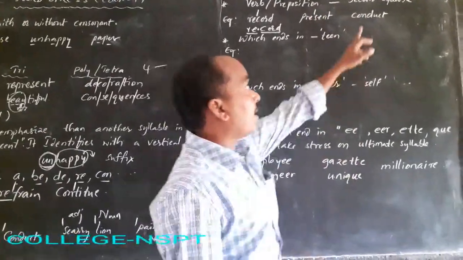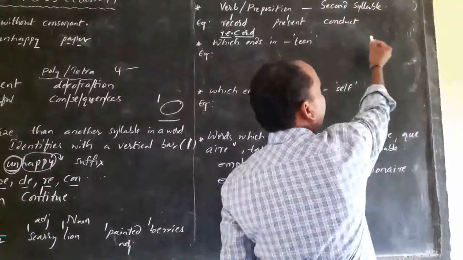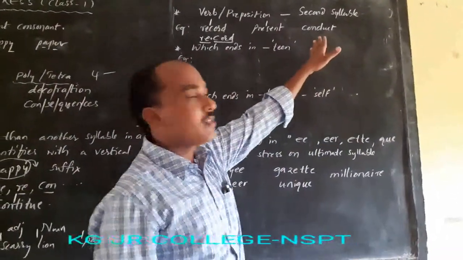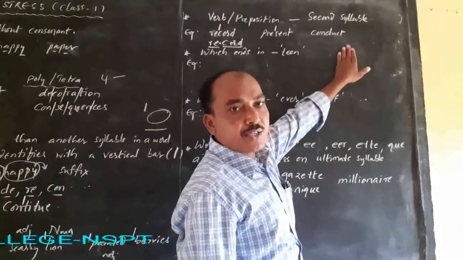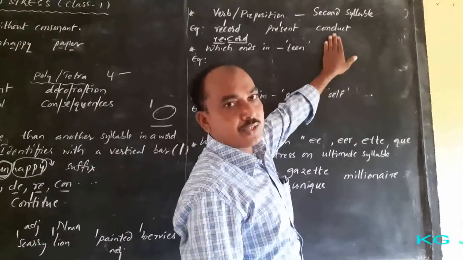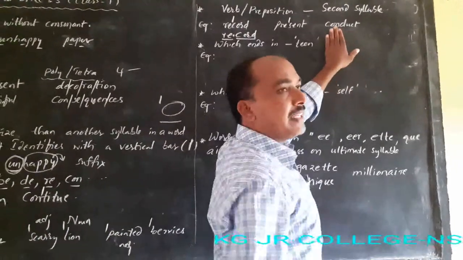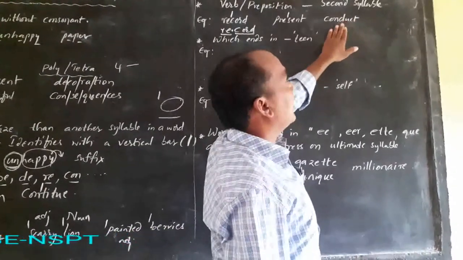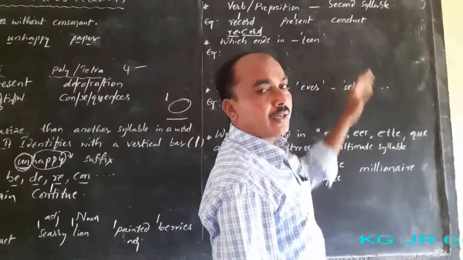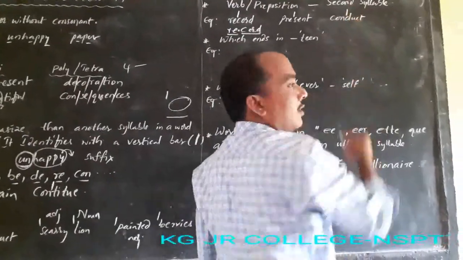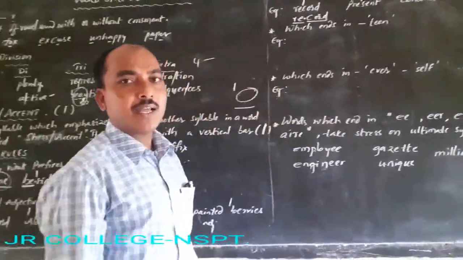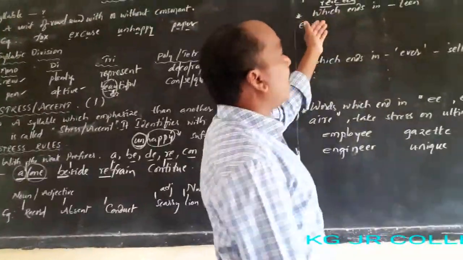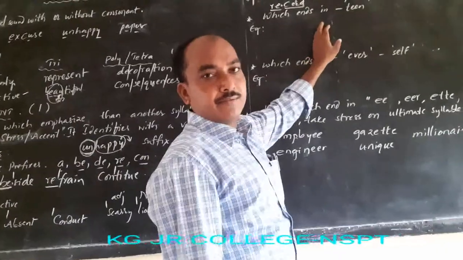As well as conduct. Sometimes it is called a noun and sometimes it is also what? A verb. Conduct. When it is conduct, that is a noun. But if you want to speak about the verb, then it is conduct. Conduct is the right word. Conduct is natural. Now, next one. A word which ends in teen.